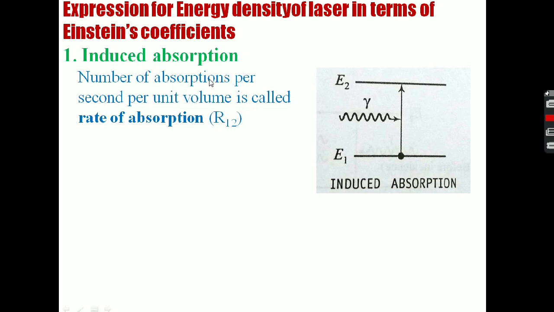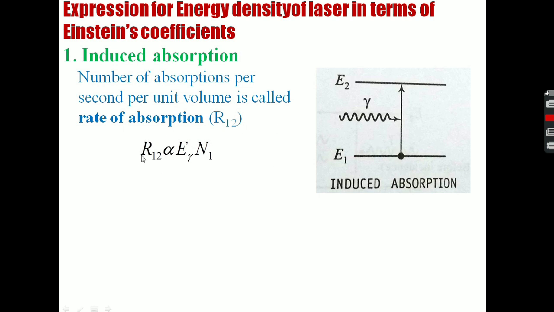The number of absorptions, meaning the number of atoms absorbing the energy per second per unit volume, is called the rate of absorption. That rate of absorption depends on the energy density which we supply. E nu is the energy per unit volume of the radiation that is incident upon the material in order to excite the atoms. So E nu is the energy density. N1 is the number of atoms per unit volume in the ground state. That is the population of atoms in the ground state or density of atoms in the ground state.